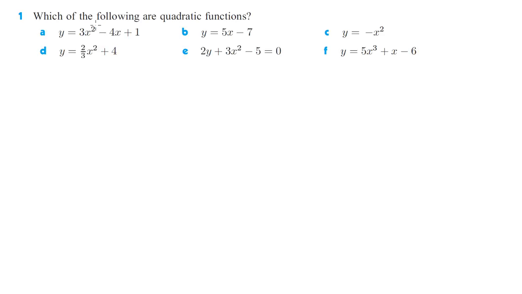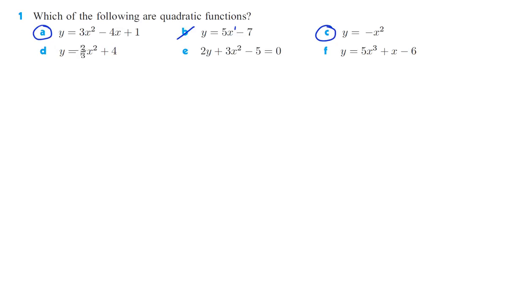All right, let's start with number 1 here. Which of the following are quadratic functions? In order for it to be a quadratic function, the highest x power has to be squared. So since that is an x squared, a would be a quadratic. This highest power is actually x to the first, which makes it linear, not quadratic. Highest power is x squared, so that's quadratic.